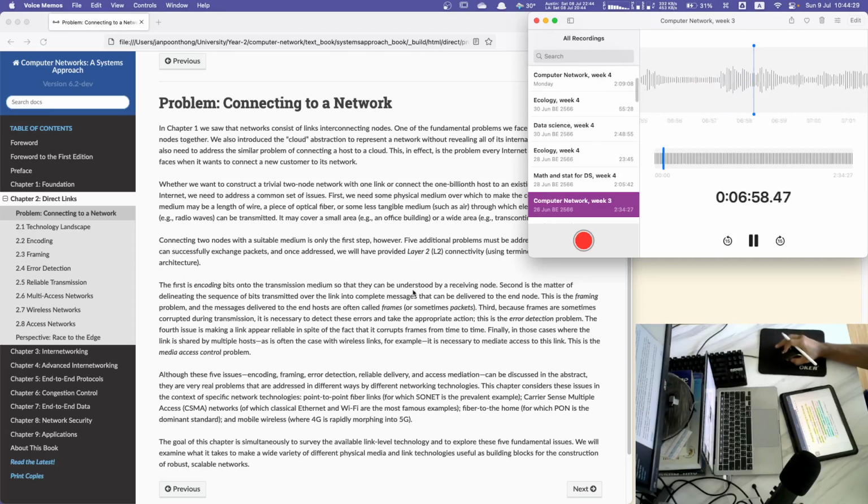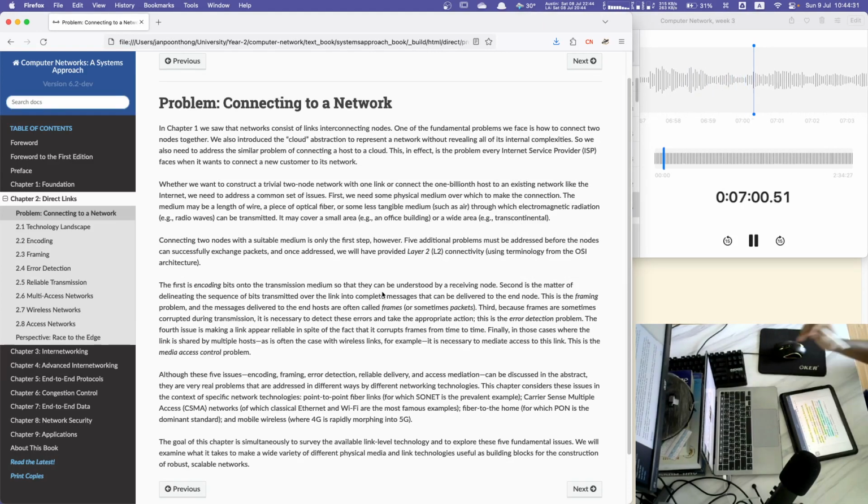So, problem: connecting to a network. You see, these two pictures are taken from networks different from ours, because our network is not like this one, so this will make it easier to understand. Now we continue chapter 2, problem connecting to a network.